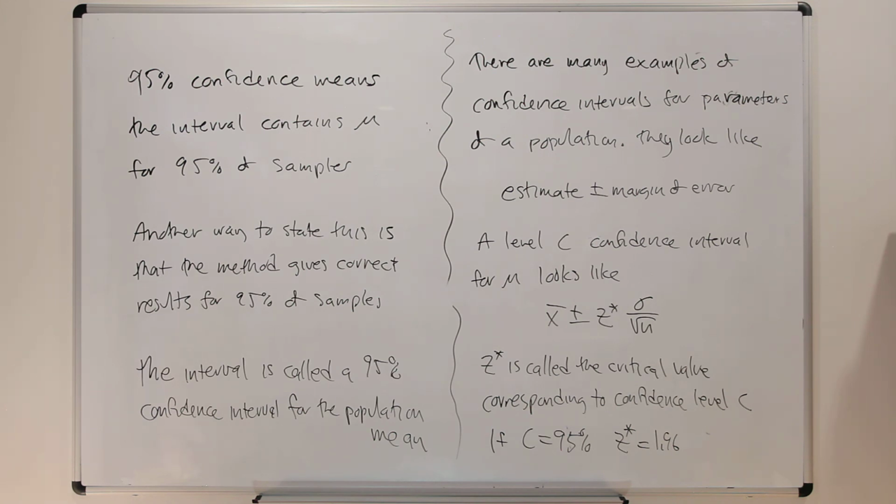The z-star is called the critical value corresponding to confidence level C. If C is 95%, then z-star is 1.96. So every 95% confidence interval for the mean that uses Z will use a z-star of 1.96. That will never change for 95% confidence. The z-star is just 1.96.